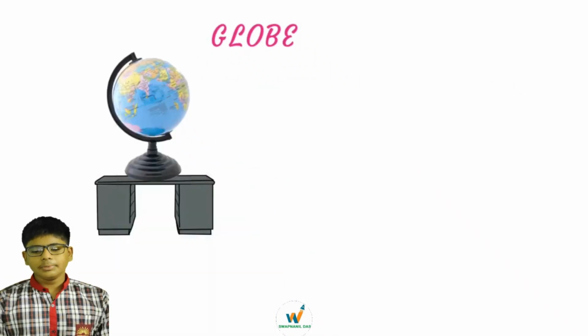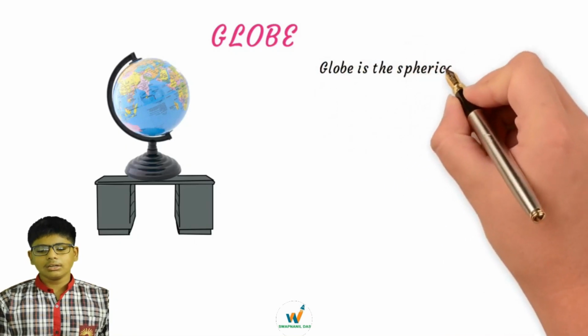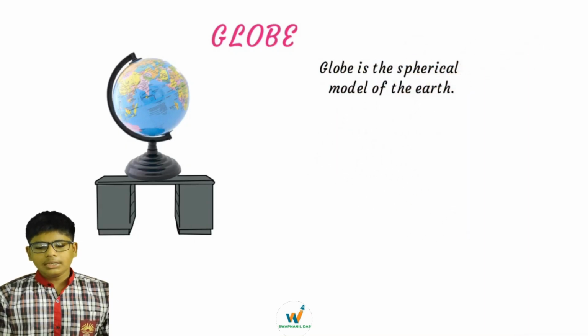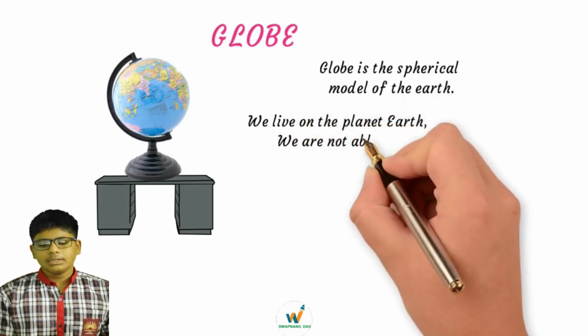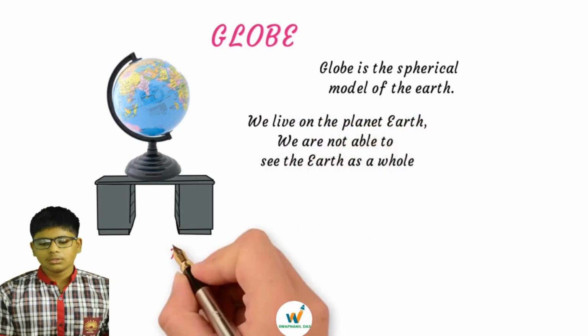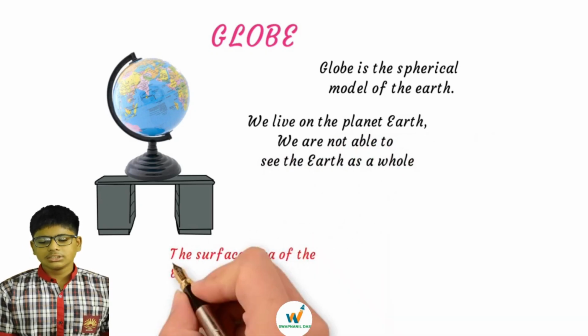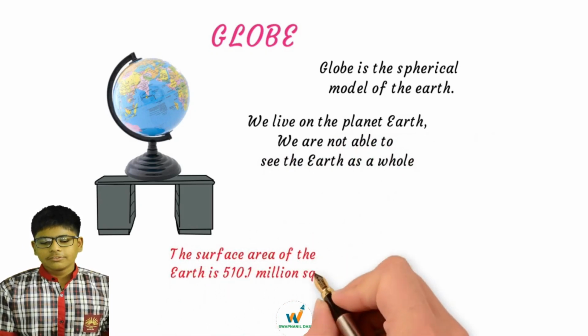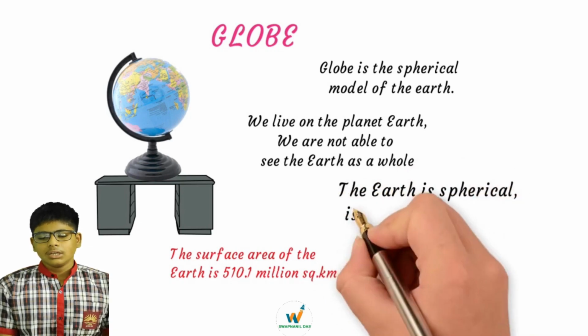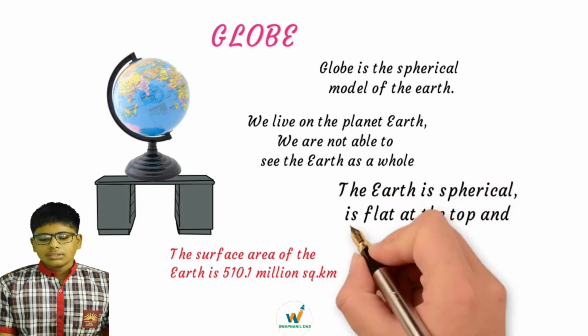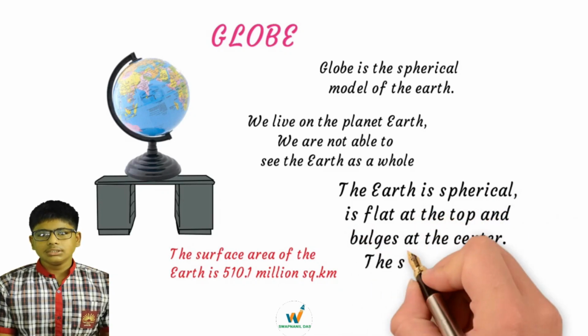Globe. Globe is the spherical model of the Earth. We live on the planet Earth. We are not able to see the Earth as a whole. The Earth is spherical, flat at the top and bulges at the center. The shape of the Earth is geoid.